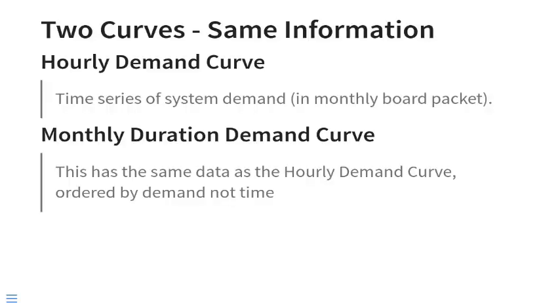As we proceed and develop our method here, we're going to be looking at 2 curves, the hourly demand curve and the monthly duration demand curve. They actually contain the same information, but they're presented in a different way. The hourly demand curve is a time series of system demand. We've seen that in the June 2023 curve that's been shown, but we're going to take it and rearrange the data in that curve to be ordered by demand, not by time. And that's what the monthly duration demand curve is.